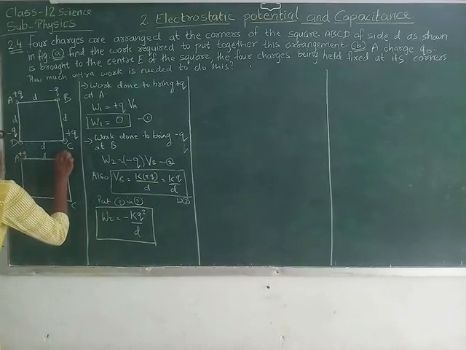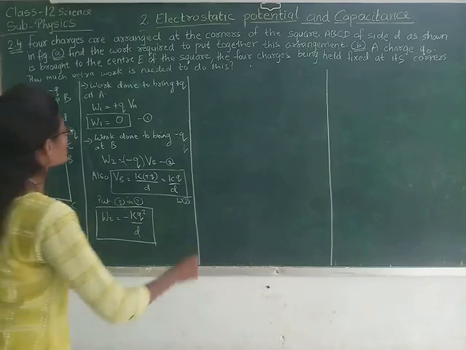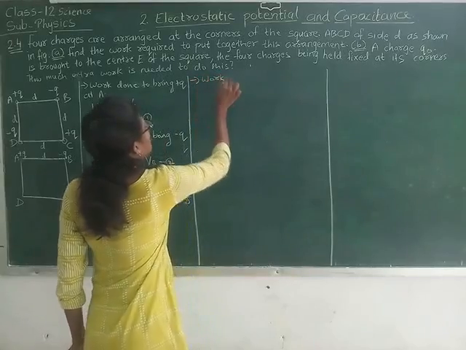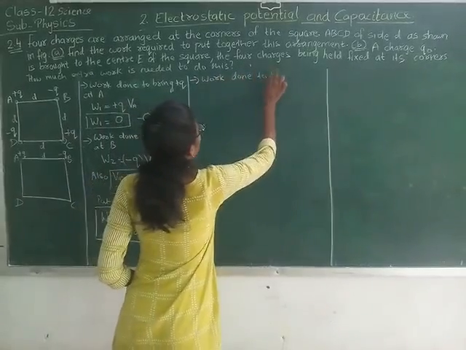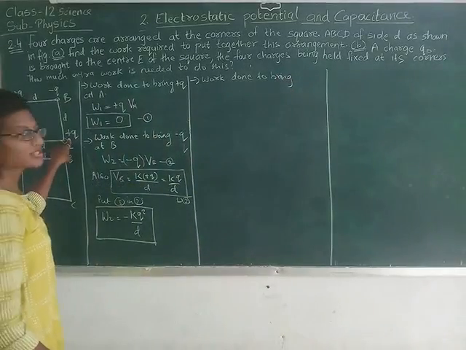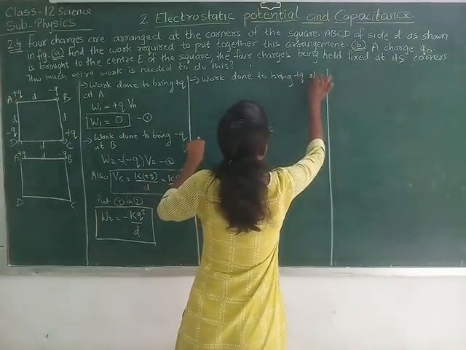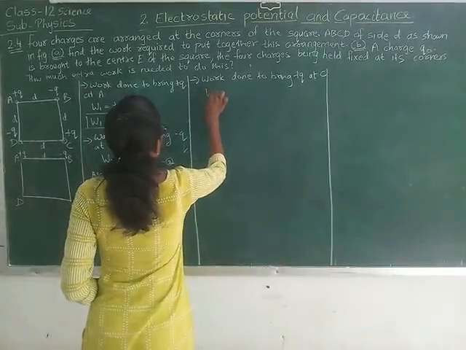Now we have placed this minus Q charge at B. So two charges are already placed. Now we need to place a charge at point C. So that will be the work done to bring, we need to bring plus Q charge at C. So work done to bring plus Q at C, right? Let us denote that by W3.